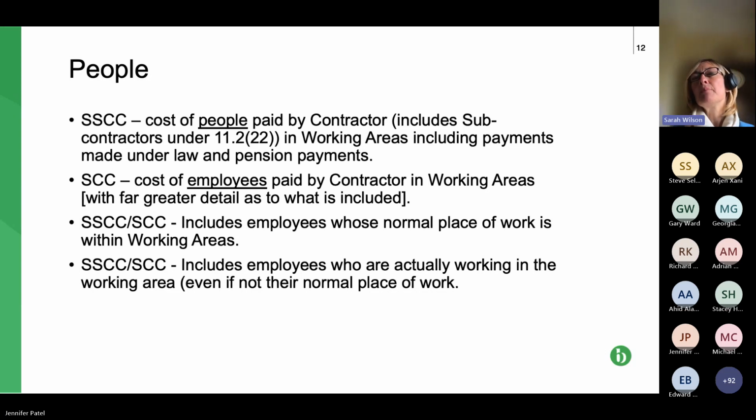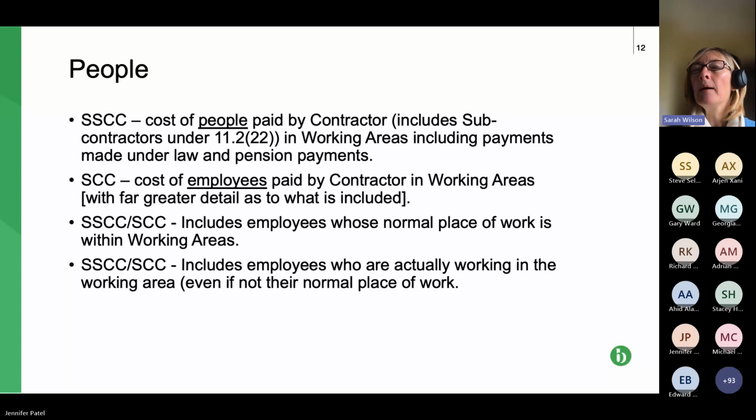So you could have somebody working from home, you know, 55% of the time is spent on site, but for one particular day, they're working at home for whatever reason. But they're working on this particular project, can you claim for them if it's a compensation event, or if you're applying for payment on options C to E? Well, you can include employees, this is the third bullet point, whose normal place of work is within the working areas, but they're working somewhere else today.